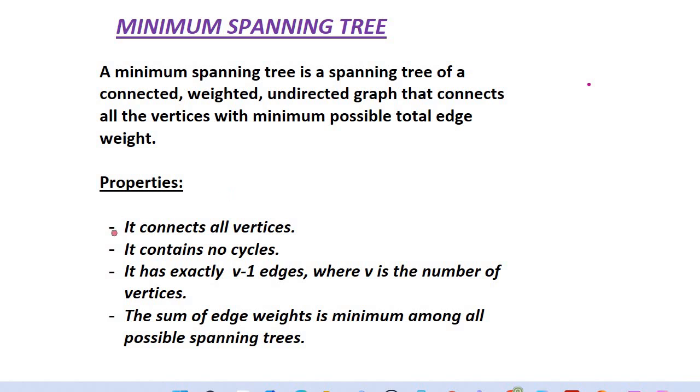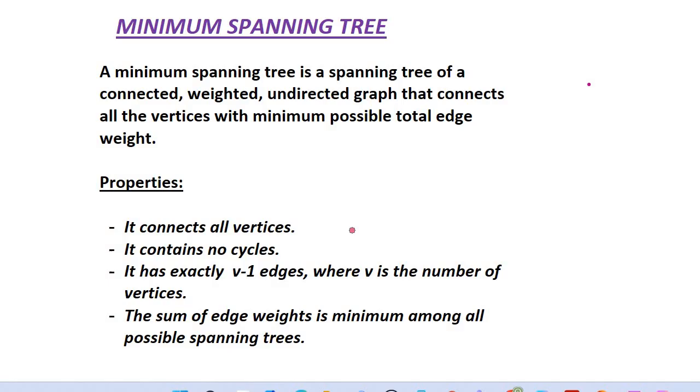First property is it connects all the vertices. For example, in the initial graph, if it has 5 vertices or 8 vertices, in the final minimum spanning tree, it should also have 5 vertices or 8 vertices. The second property is it should not consist of any cycle. There should not be any loop.